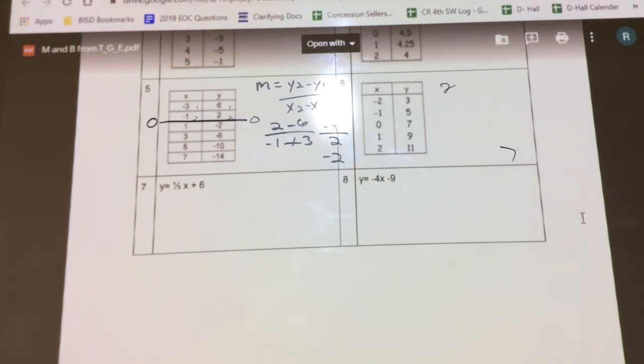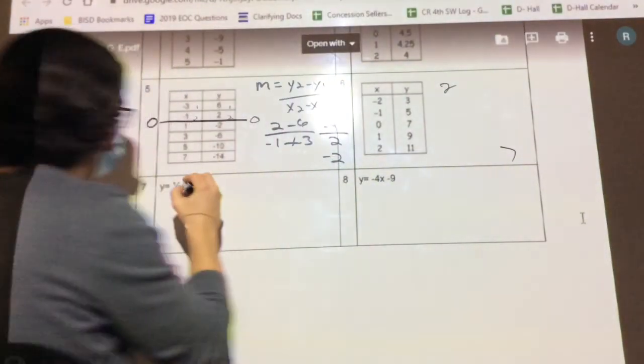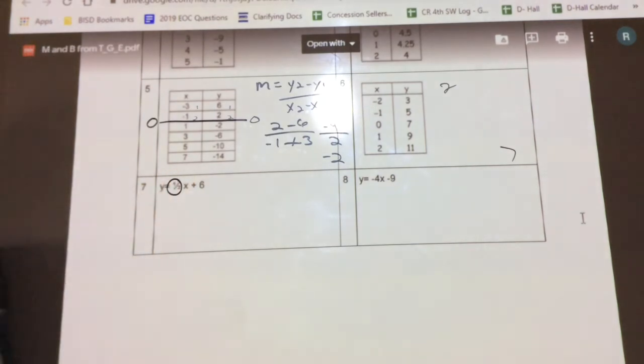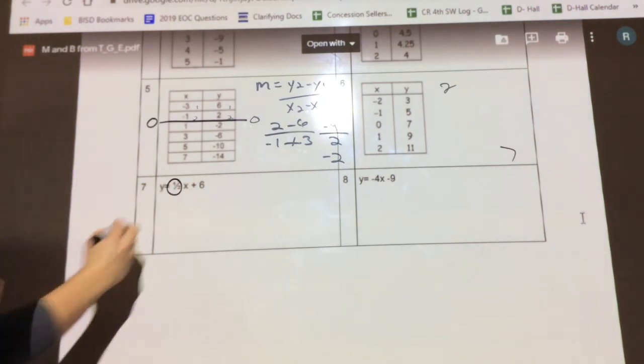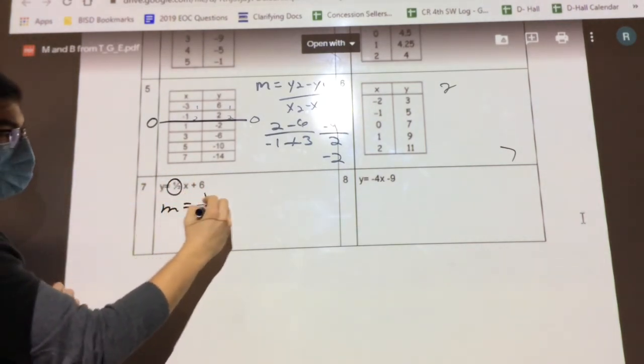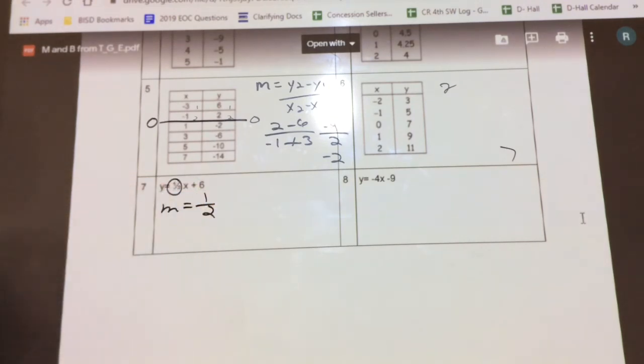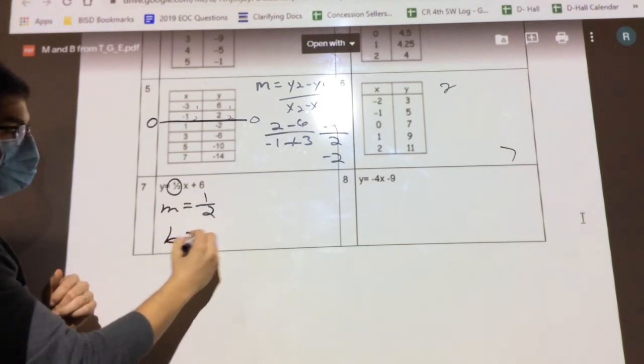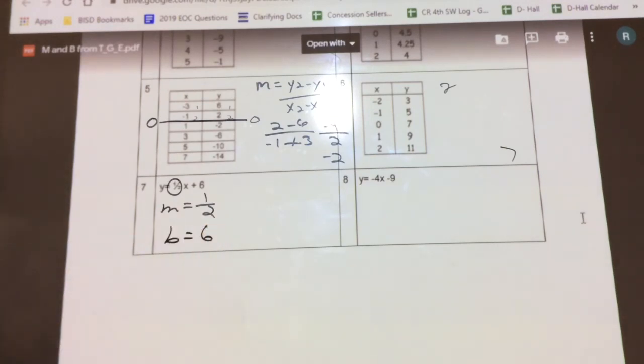Last but not least down here, these are in slope-intercept form. Slope-intercept form. Remember that the value in front of the x is my what? Slope. The value in front of the x is slope. And then this piece at the end is what? The y-intercept, so b is equal to 6. No math on those ones. We're just literally translating them.